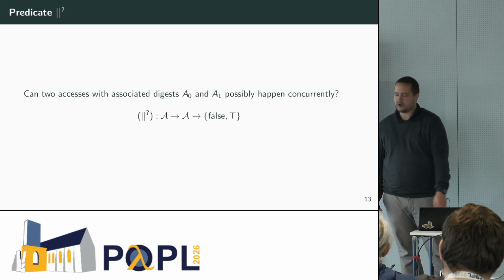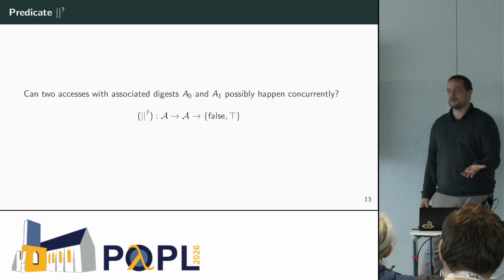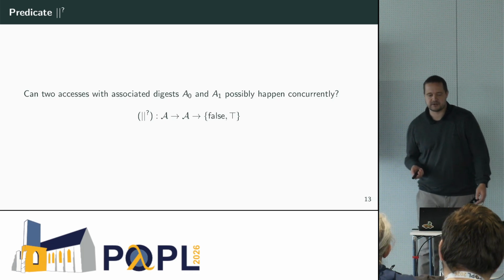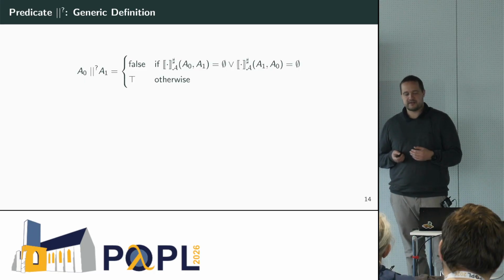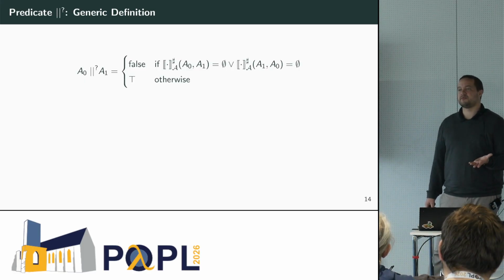Returning top instead of true here is a deliberate choice because we have done an abstraction before. So usually we are not able to say that they will definitely race. We can just say, okay, we don't have enough information to exclude that they will race, which is why we have this top here. Now, we can define this predicate in a generic way by using this insight that we just had before from this bidirectional digest compatibility.